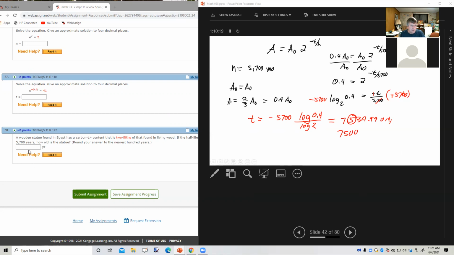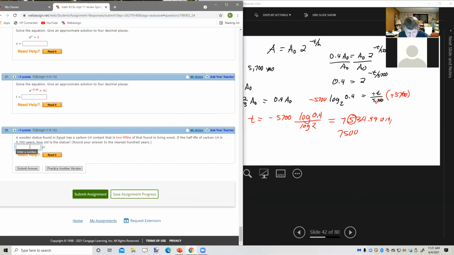A lot of people miss that. Don't forget to read the instructions. When all else fails, read the directions.